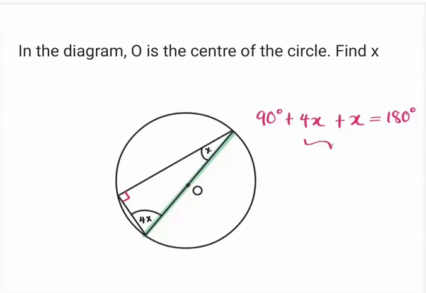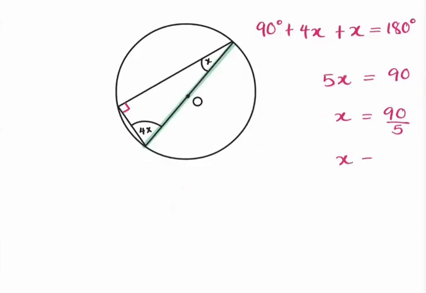So I collect my like terms, 4x plus x is 5x. Then I can also move the 90 degrees to the other side and subtract it to give me 180 minus 90, which is 90 degrees. Then I can divide the other side by 5. Since 5 is multiplying, if I reverse it to the other side, it will divide. So I have 90 divided by 5. Simplifying this, I have my solution as x is equal to 18.